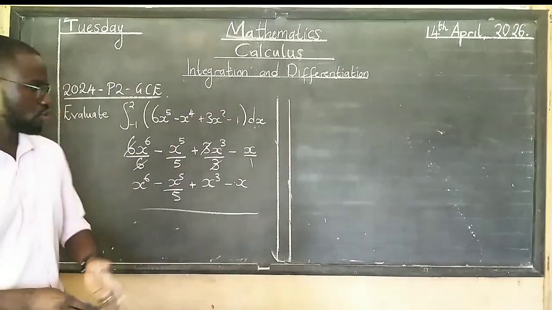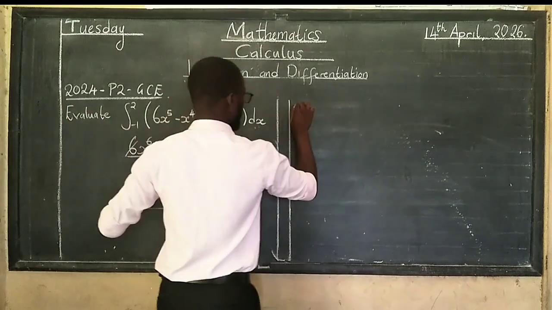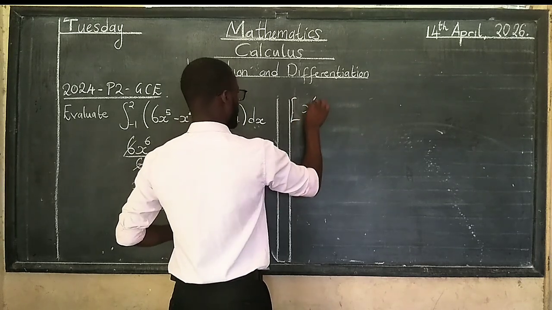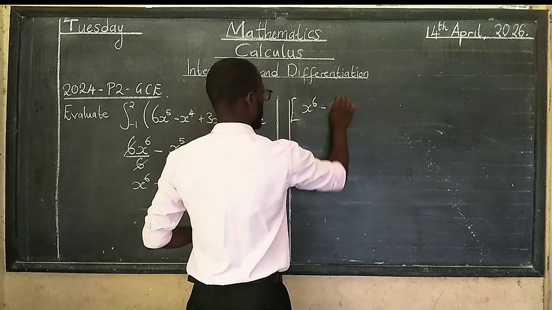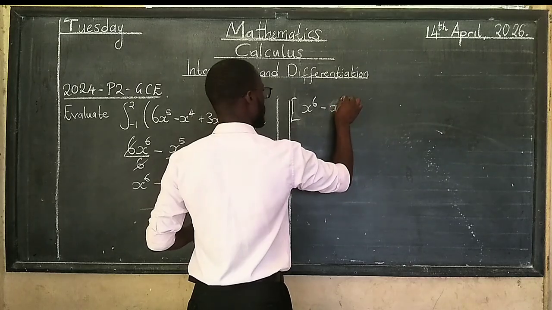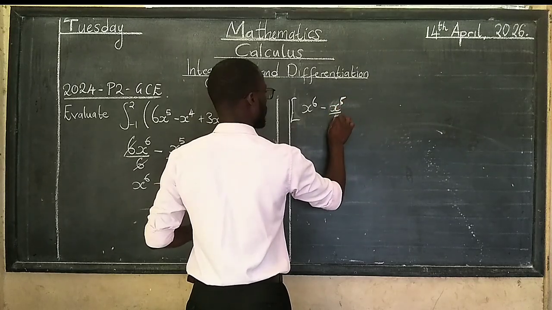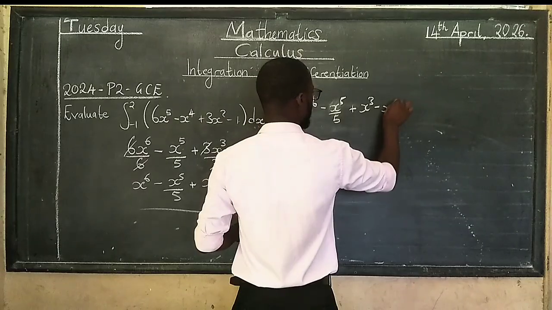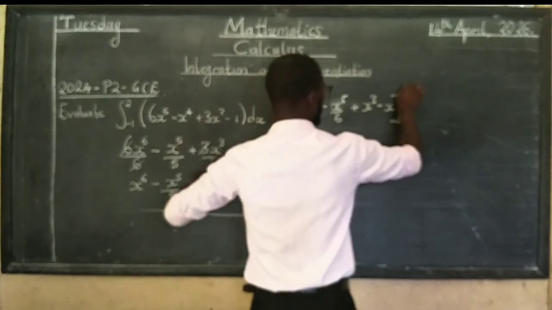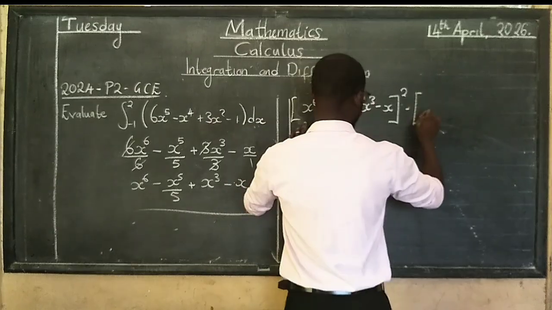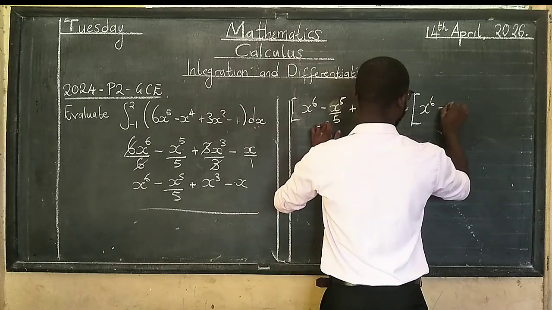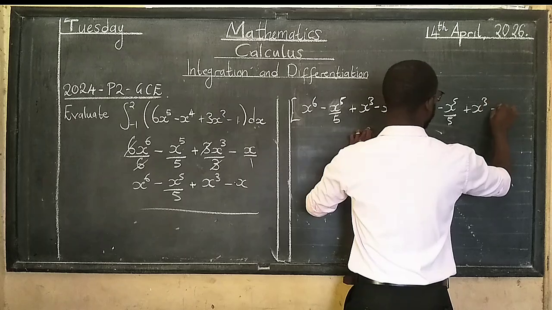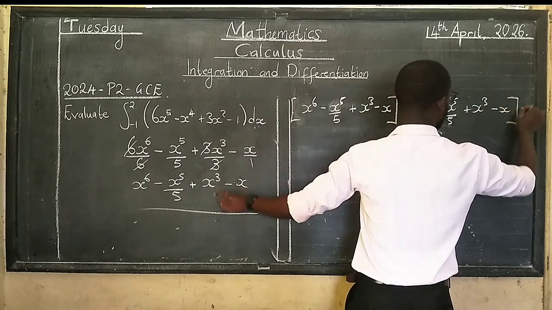Okay, so for this one I'm going to be quick. So we're going to get 6x to the power 5 over 5 plus x to the power 3 minus x. So this one is going to be for 2 minus same thing, x to the power 5 over 5, x to the power 3 minus x. This one is going to be for negative 1.